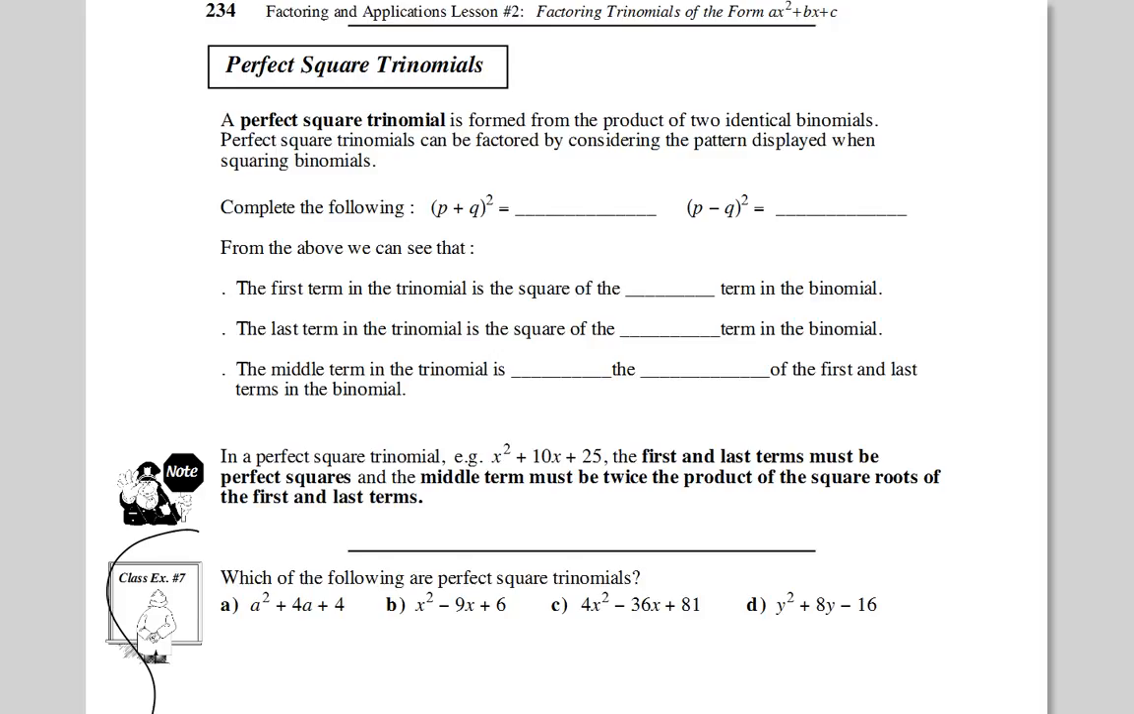Okay, so we're picking up where we left off on lesson 2. This is page 234, and we're going to do perfect square factorings. In order to do that, first we're just going to do a perfect square expansion. And what do I mean by perfect square?